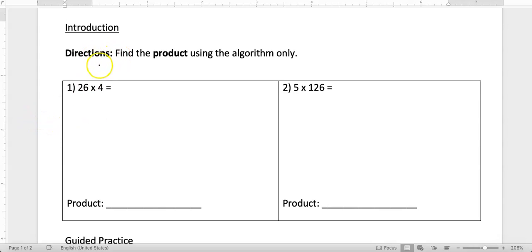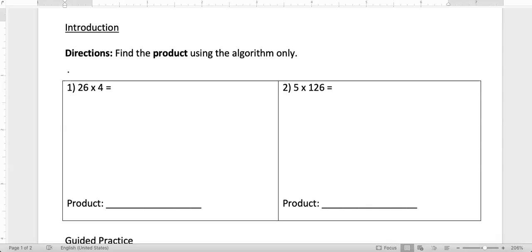The directions, they tell us to find the product using the algorithm only. This is our introduction. So these are the easiest problems you're actually going to have in today's lesson. So let's go ahead and knock these out because the challenge is going to come later in our guided practice, and then it's going to get even more challenging in your independent practice and your exit ticket. So be ready, have your pencil and paper next to you. You are working through these problems with me.